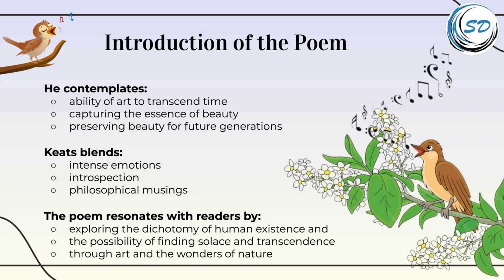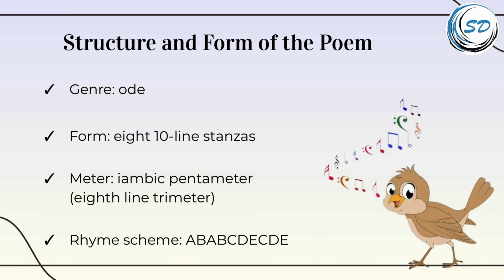In Ode to a Nightingale, Keats skillfully blends intense emotions, introspection, and philosophical musings. The poem resonates with readers by exploring the dichotomy of human existence and the possibility of finding solace and transcendence through art and the wonders of nature. Ode to a Nightingale adheres to the structure of an ode, a classical poetic form that addresses a specific subject with profound respect and admiration.